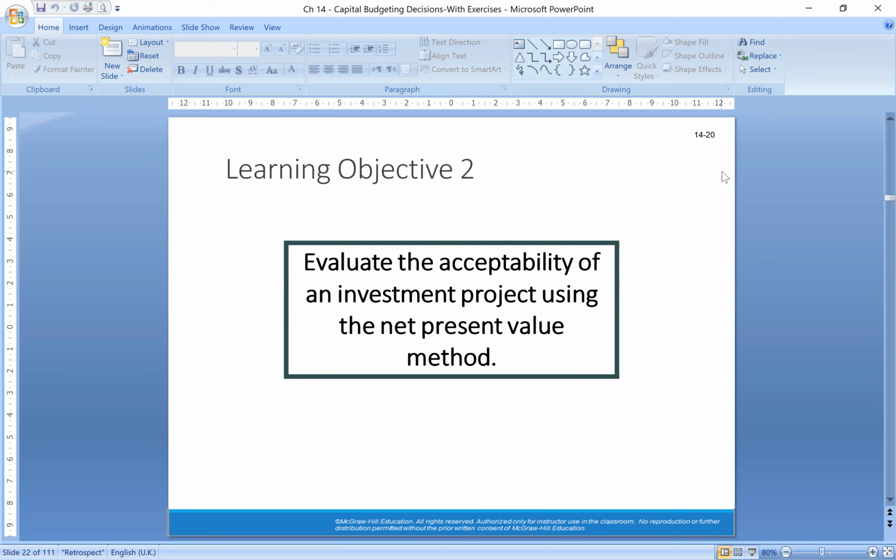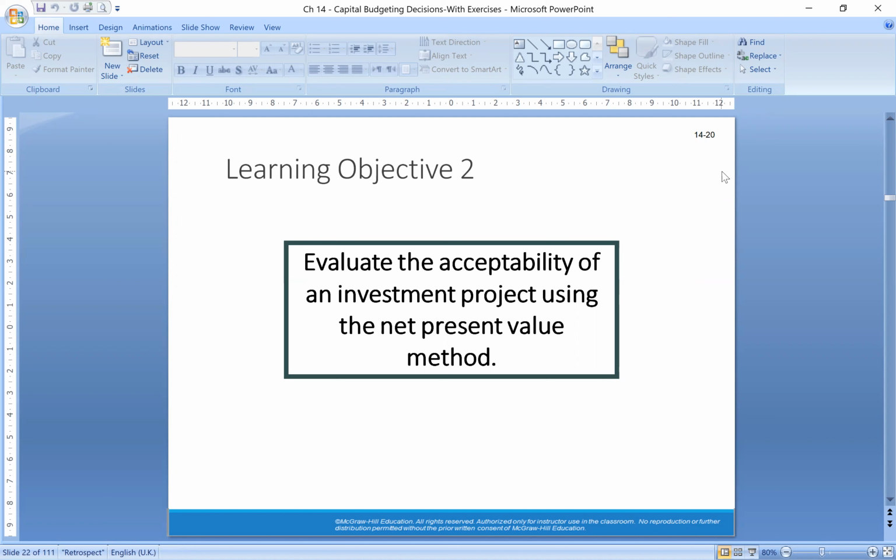Any questions on the payback? It is a simple topic that we can use to judge our projects. The shorter, the better. This is the criterion for the payback period. The shorter, the better. And it ignores the cash flows after the payback period.